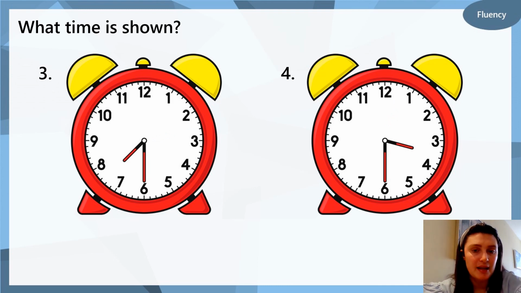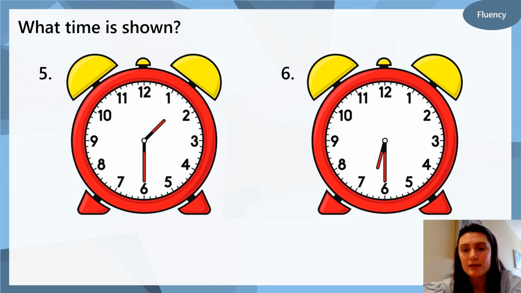Here are question 3 and question 4. I want you to look at the clocks and tell me what time is being shown in question 3 and question 4. Pause the video now while you answer question 3 and question 4. These are our last two questions for today. Pause the video while you look at the two clocks and answer what time is being shown in question 5 and question 6.